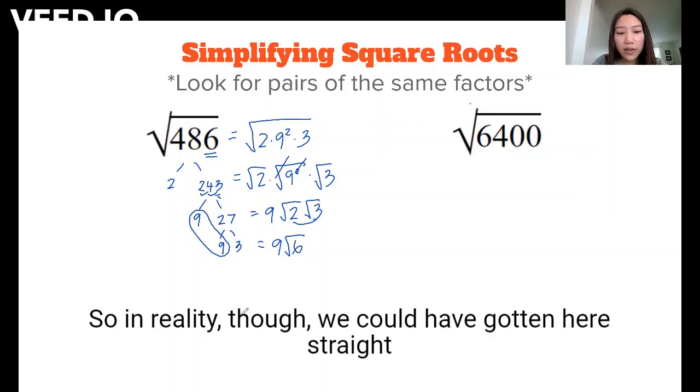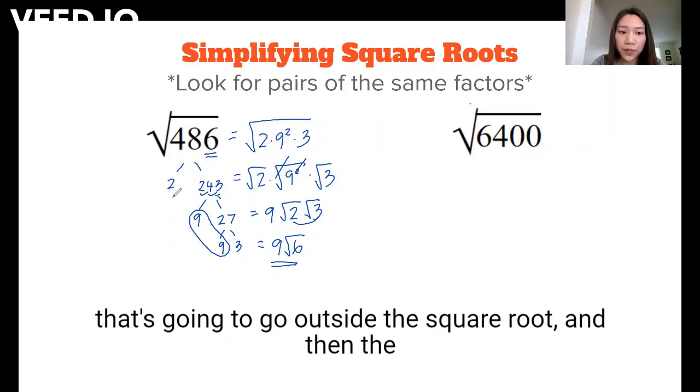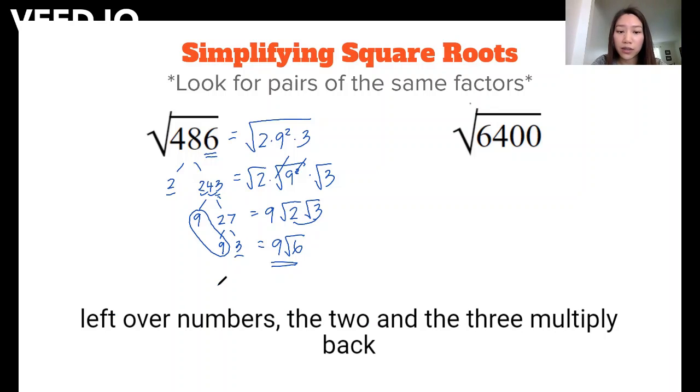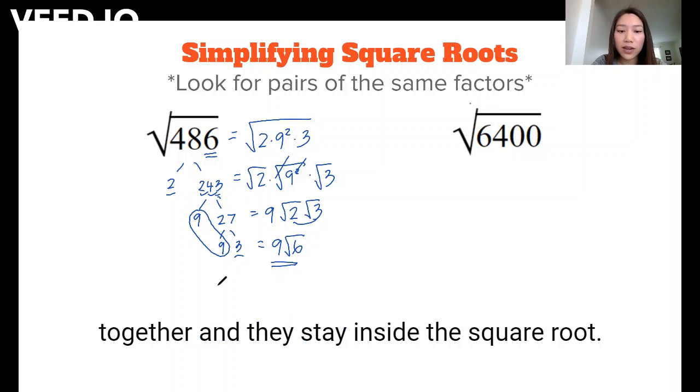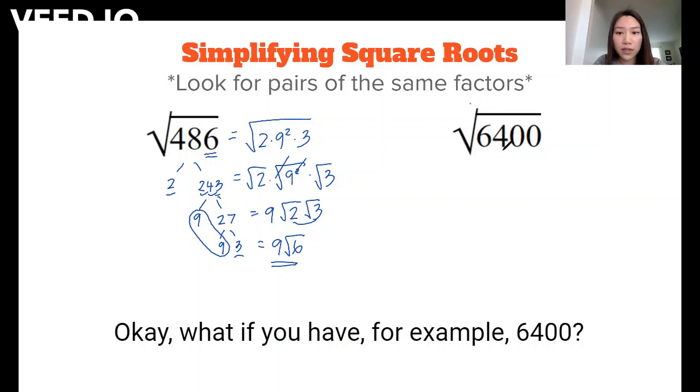So in reality, though, we could have gotten here straight from the previous problem because anytime you have a pair, that's going to go outside the square root. And then the leftover numbers, the 2 and the 3, multiply back together and they stay inside the square root. Okay, what if you have, for example, 6,400?